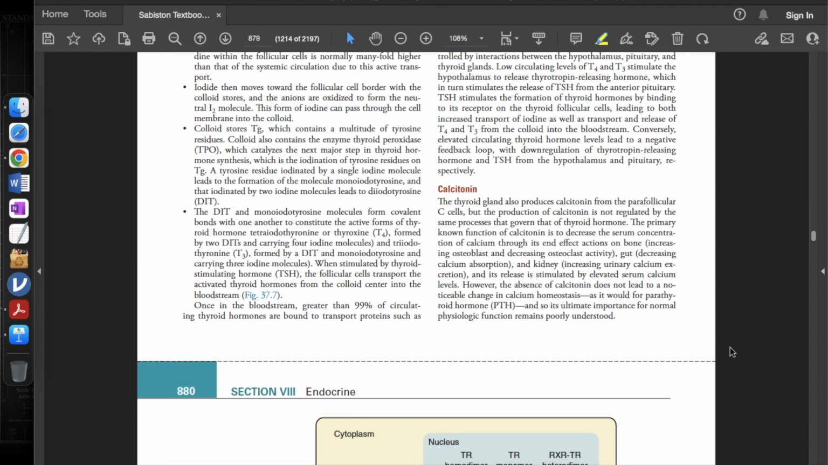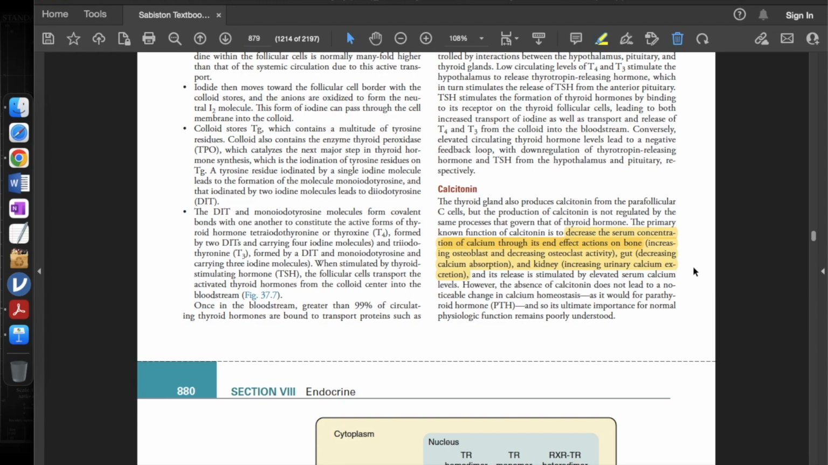Now let's talk about calcitonin. The thyroid gland also produces calcitonin from the parafollicular C cells, but the production of calcitonin is not regulated by the same processes that govern that of thyroid hormone. The primary known function of calcitonin is to decrease the serum concentration of calcium through its end action on bones by increasing osteoblast and decreasing osteoclast activity, in the gut by decreasing calcium absorption, and in the kidney by increasing urinary calcium excretion. And its release is stimulated by elevated serum calcium levels.